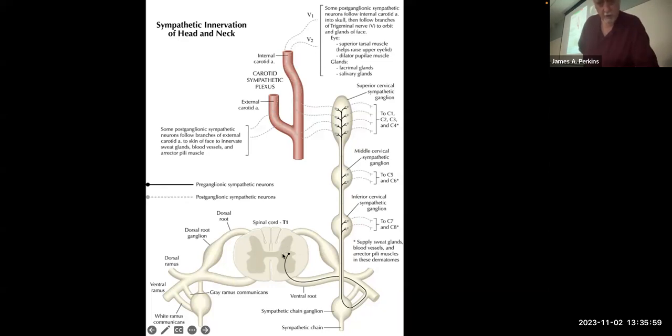So we've got our intermediolateral horn of gray matter, and we have some preganglionic sympathetic cell bodies here in that intermediolateral horn of gray matter. Turns out that essentially all of the sympathetics that travel up to the head and neck are originating from this T1 level.